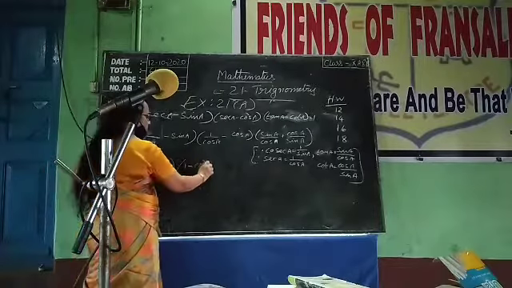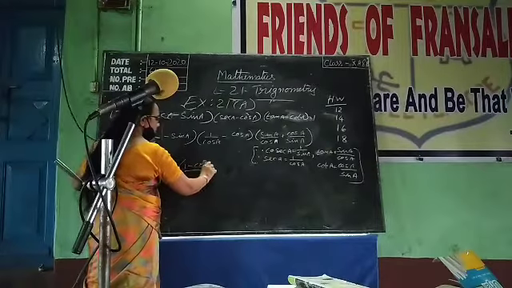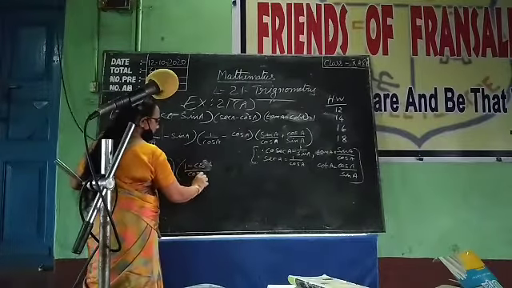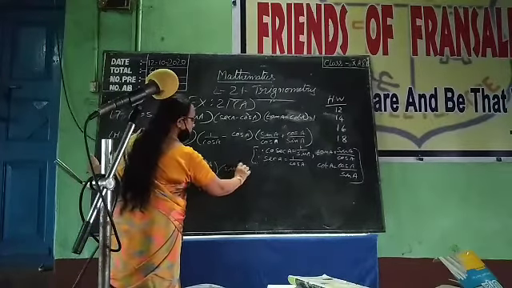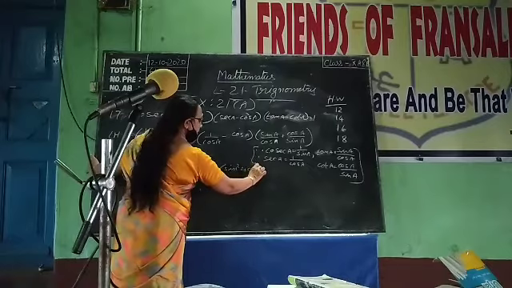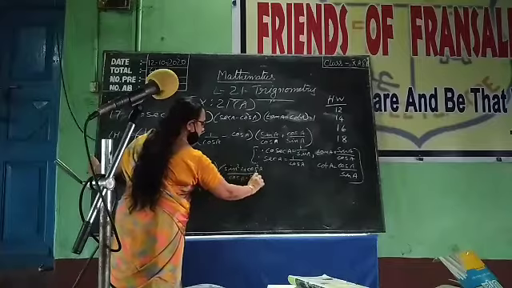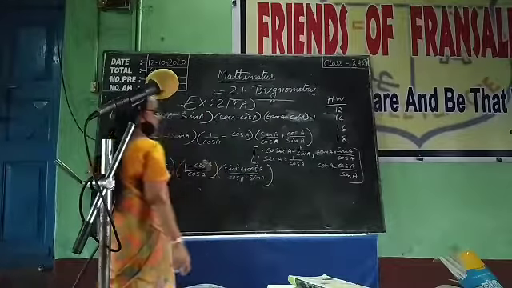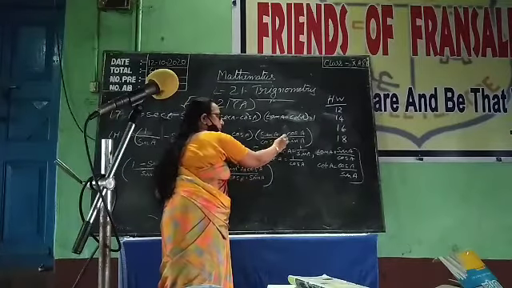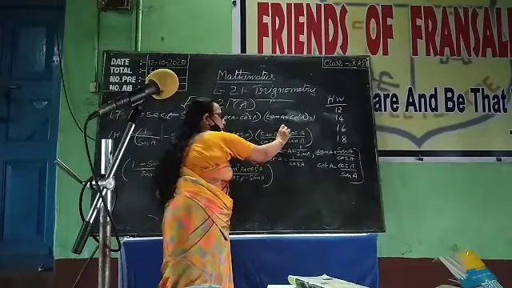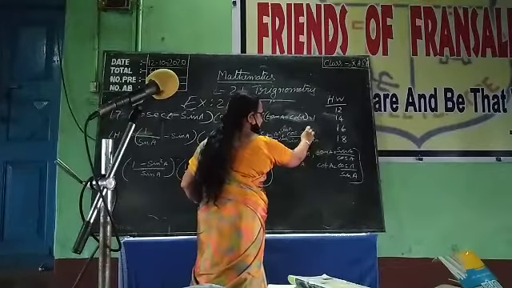1 minus cos square A divided by cos A. Then when you find out the LCM, sin square A plus cos square A divided by cos A sin A. Because cos A sin A is the LCM, this should be multiplied by sin A, so the numerator also we have to multiply by sin A, and the second one we have to multiply by cos A, numerator also.